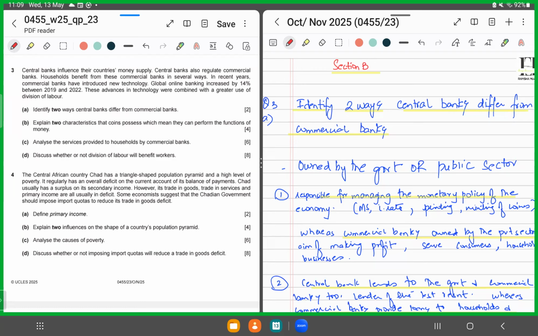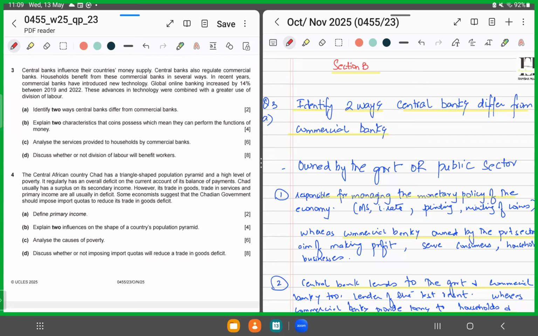So today I brought for you all the October November 2025 0455 variant 23 paper 2. We'll be solving section B questions today. Let's see what this paper has brought for us today. We'll begin with question number 3, reading the stimulus and then answering the corresponding questions.